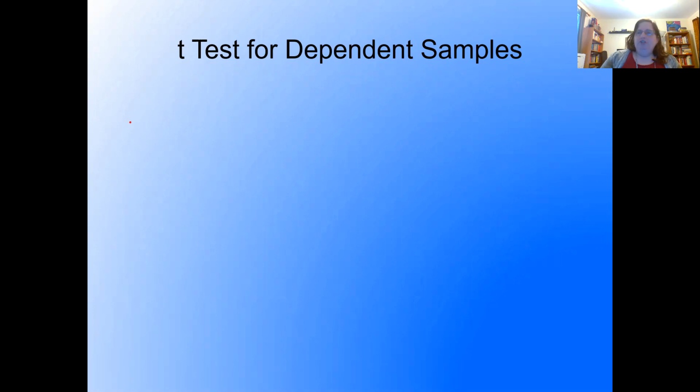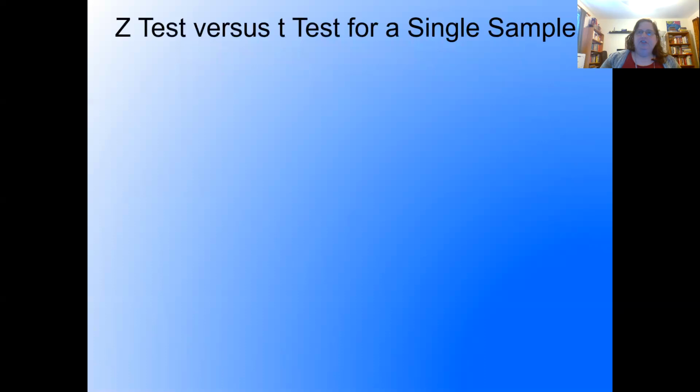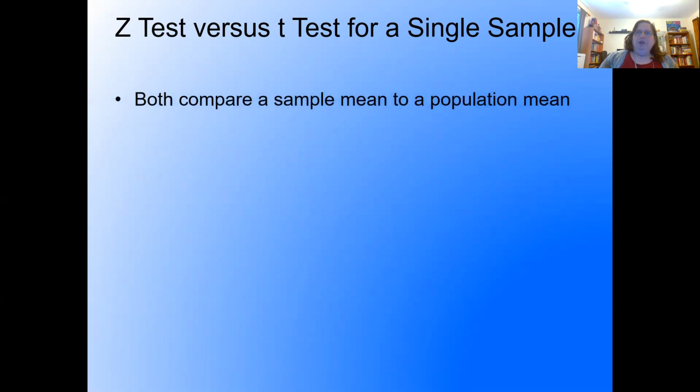So before we jump into the t-test for dependent samples, though, let's just take a brief moment to remind ourselves about the z-test versus the t-test for a single sample. If you recall, both compare a sample mean to a population mean. Now we're going to leave that world today. We're no longer going to be comparing sample means to population means, but that's what those two compared.